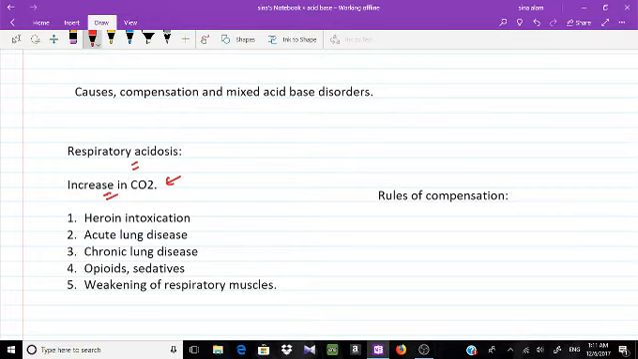That's simple. And this causes things like heroin intoxication. I put it first. Why? Because I love heroin. I mean, not the drug. I mean the heroines, the actresses. I love them. Don't tell anyone else.